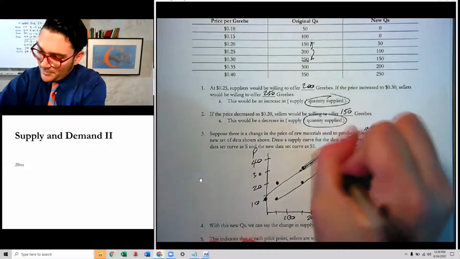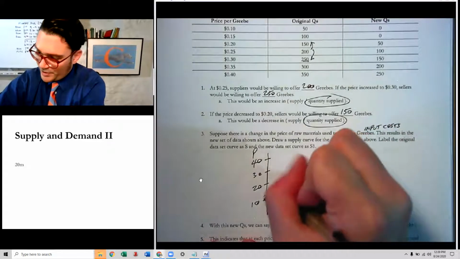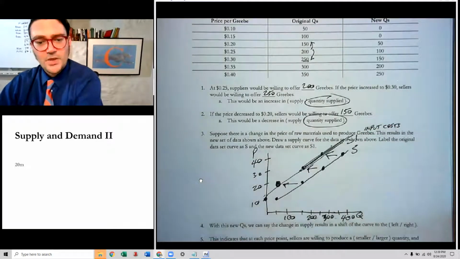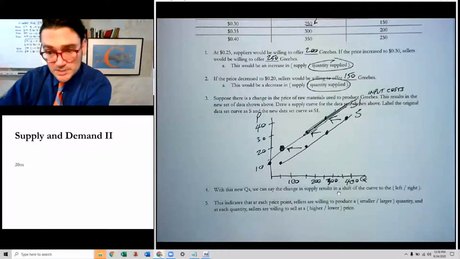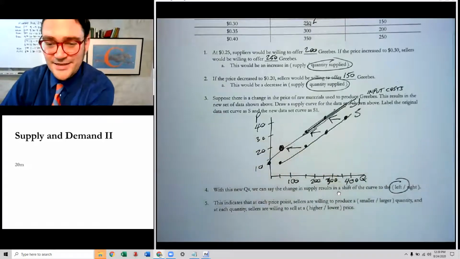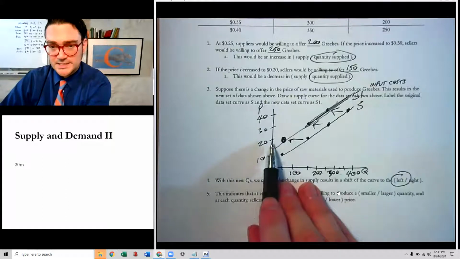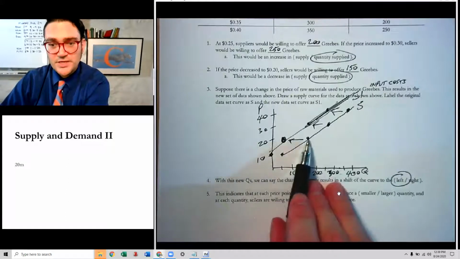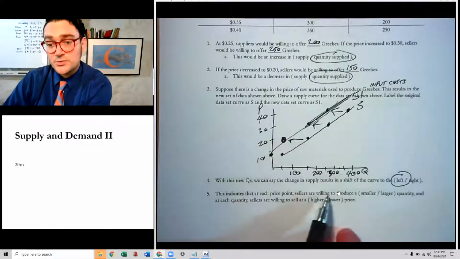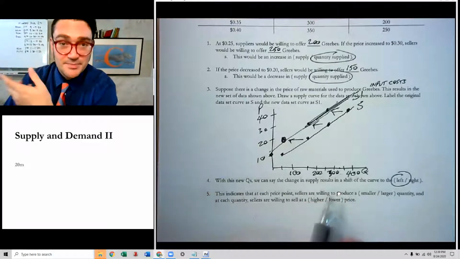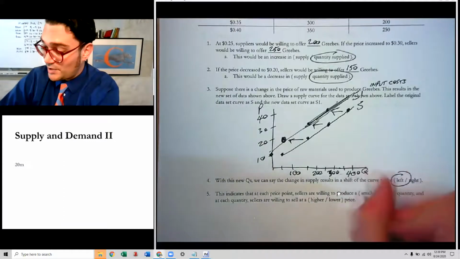So we can see that what happened is the curve shifted to the left. Mine's not super pretty, but you get the idea. With these new quantities supplied, we can say the change in supply results in a curve that shifts to the left. This indicates that at each price point, like if we picked 20 cents, they're not willing to produce 150 anymore. They're only willing to produce 50. So at each price point, sellers are willing to produce a smaller quantity.